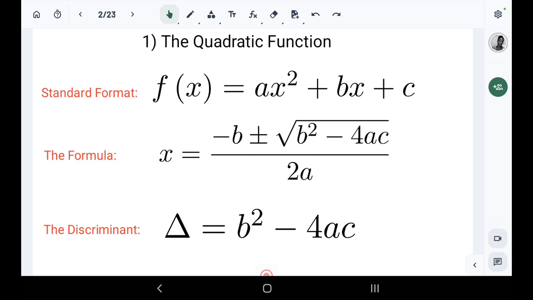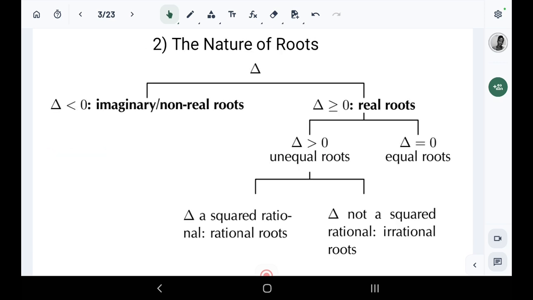How do you determine whether the roots are real or unreal? How do you determine whether they will be equal or unequal? Whatever the case may be, we're going to look at that. Now, here is a diagram that helps us map out what the nature of the roots is going to be like.